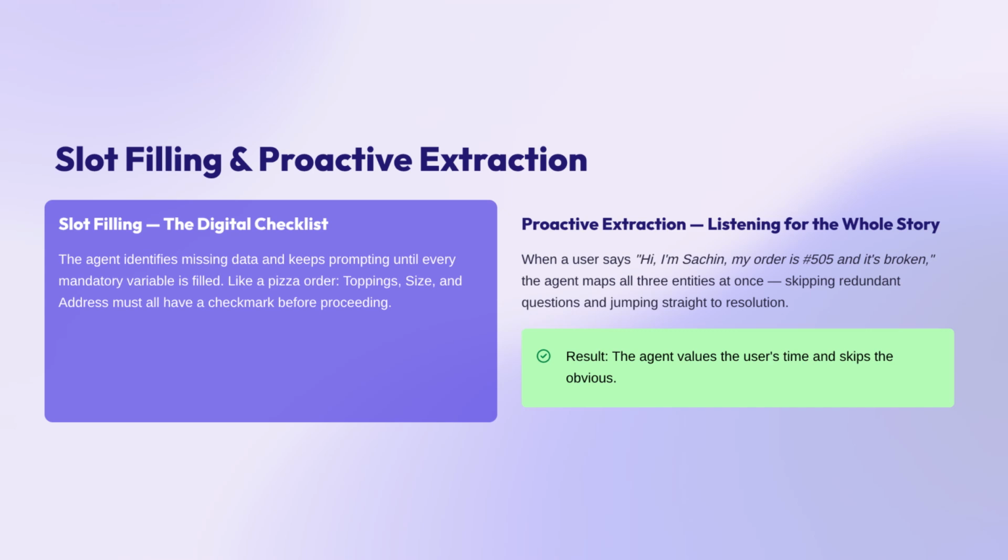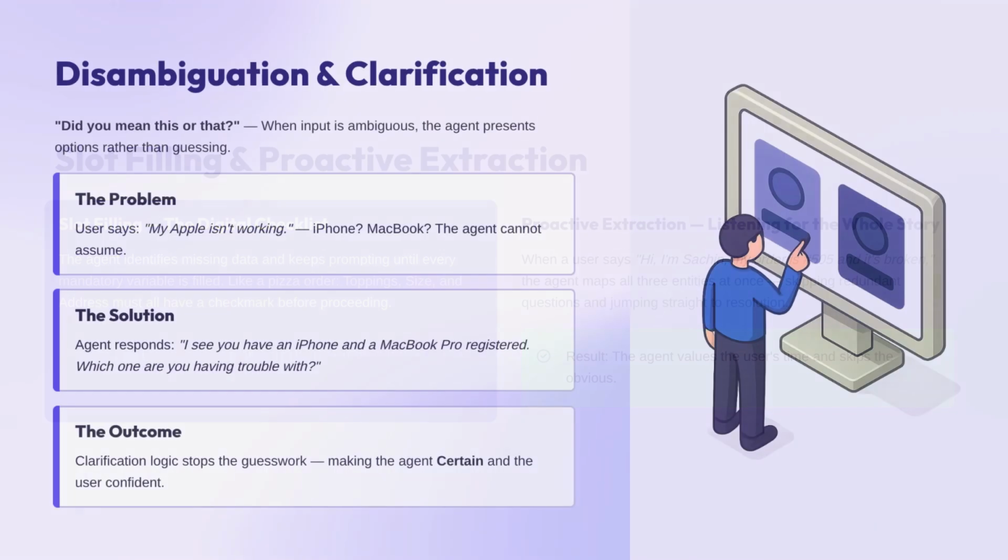So now that we've mastered how to skip the obvious stuff, you might be wondering how we handle those times when a user gives us a maybe or a not sure and we need to clarify their intent. Well, that brings us right into our next step, which is clarification prompts and disambiguation. This brings us to disambiguation and clarification.